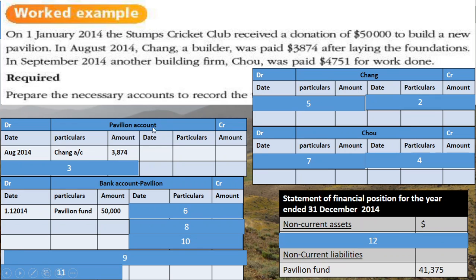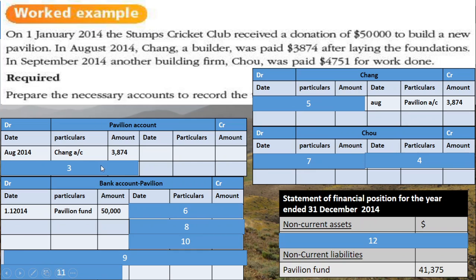So pavilion is our non-current asset. This is increased by 3,874, and at the same time we are showing payable to Chang. It is assumed that we are not paying on the spot. So this is a payable entry, so it goes in Chang's ledger as well. Here in Chang's ledger on the credit side, 3,874 is shown as a payable.